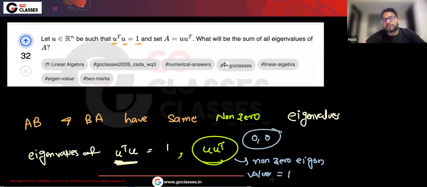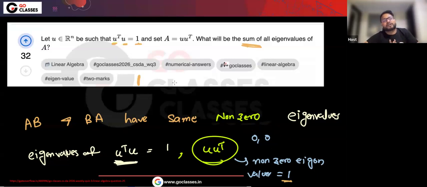But these 0, 0 don't contribute in the summation, see, they are asking for a sum. So if the other eigenvalues are 0, 0, they cannot be non-zero actually. So the non-zero eigenvalue is just one. And if you sum all the eigenvalues, then the summation will be one. So one is the correct answer here.